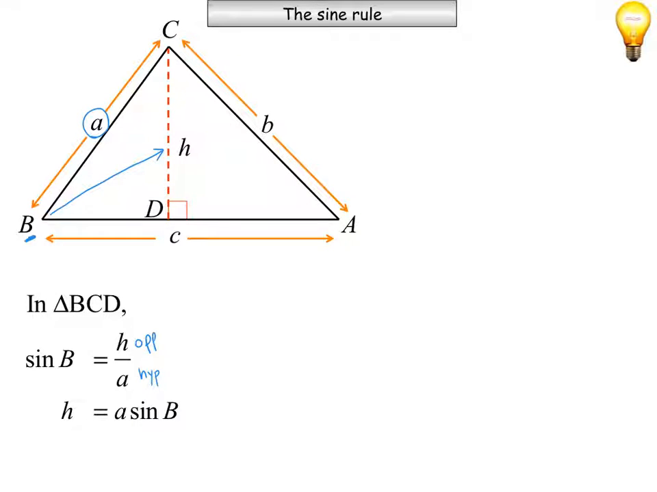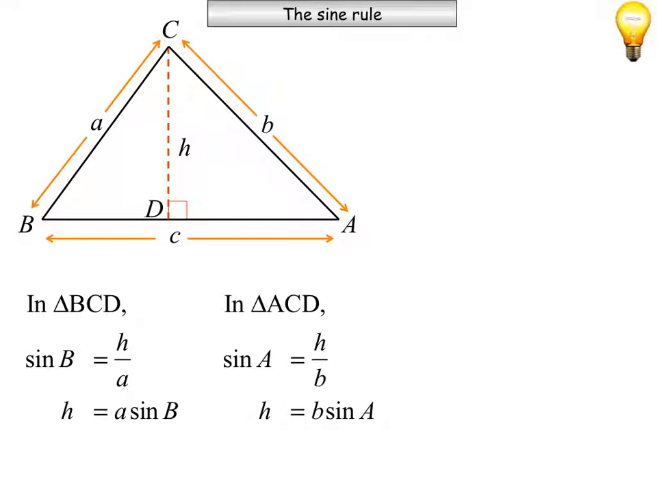Now if we multiply both sides by the value of a, we end up getting h is equal to a multiplied by sine B. And we're going to use that property in a moment. Now in the other triangle, triangle ACD, the one on the right hand side, we've got sine A is equal to opposite over hypotenuse, h over b, which means h is equal to b multiplied by sine A, where we multiply both sides by b, and we end up getting h is equal to b sine A.